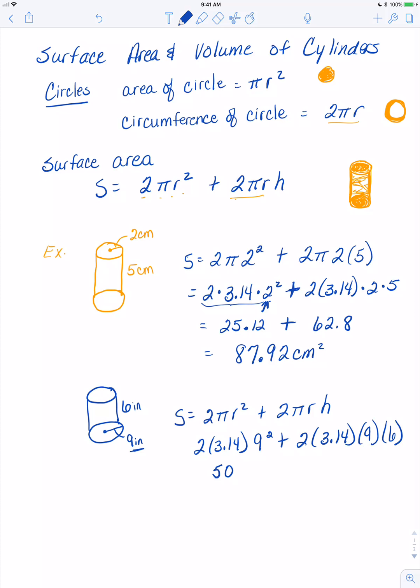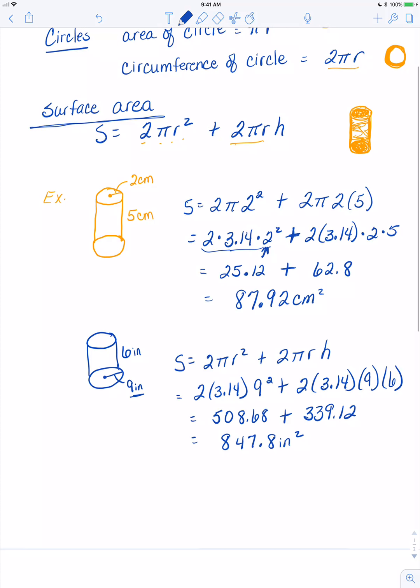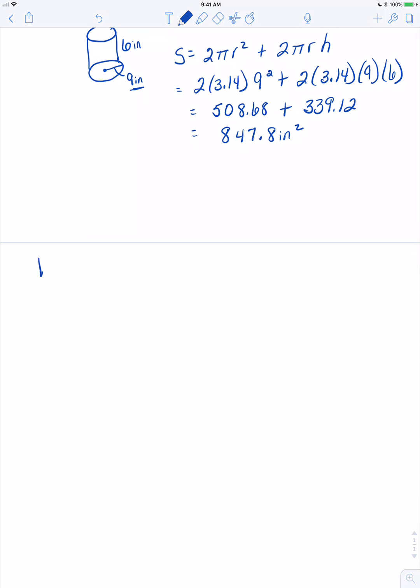So that gives us 508.68 plus 2 times 3.14 times 9 times 6. You can do all that and get this. Now, add the two together. You're going to get approximately 847.8 inches squared. Okay, so there's a couple of examples of our surface area. Now let's go do a volume of cylinders.